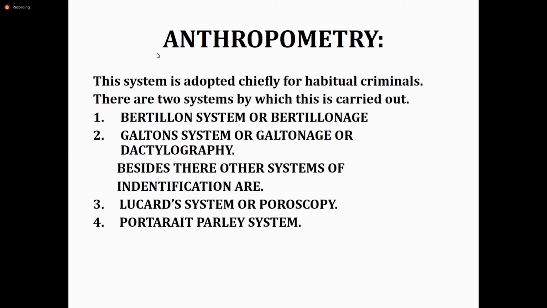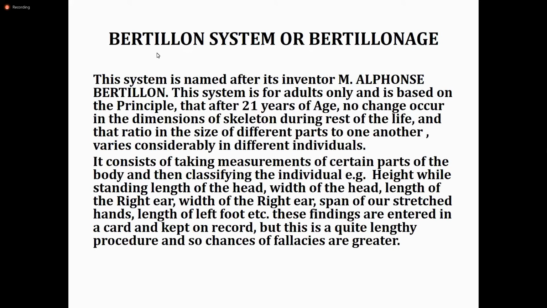There are two systems by which this is carried out. One is the Bertillon system or the Bertillonage. Number two is the Galton system or the Galtonage or the dactylography. This also we'll be doing in detail. Besides, there are other systems of identification by the name of Leucard's system or poroscopy or the portrait parlé system. Okay, these are the four methods by means of which we detect. So moving on to the first, the Bertillon system or Bertillonage.